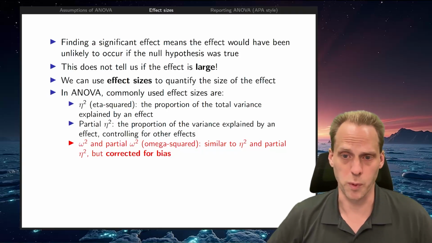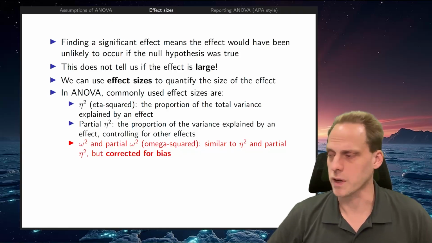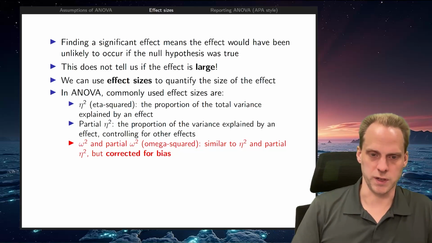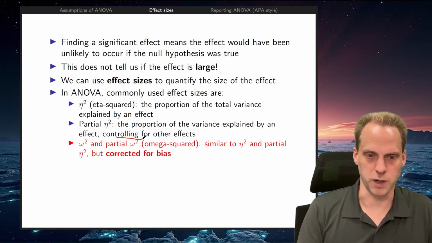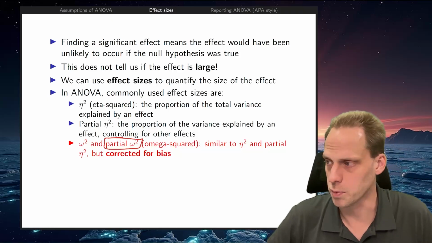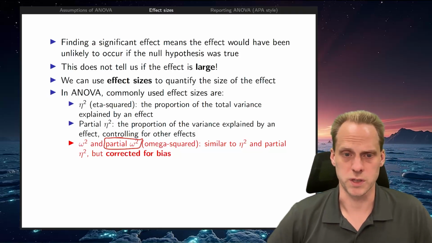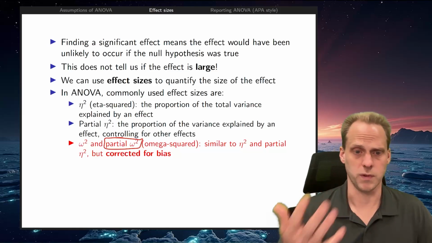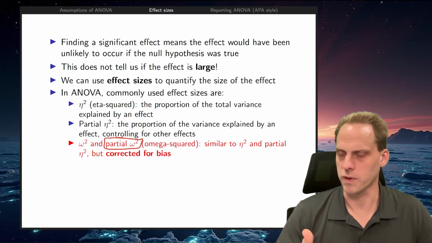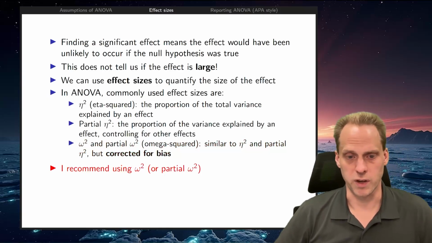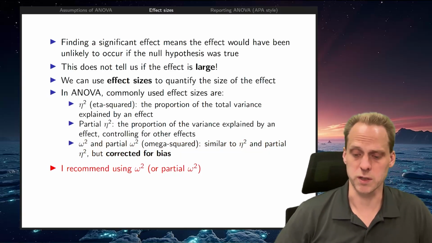They are basically the proportion of total variance explained by an effect and control for other effects, but they're corrected for bias, so they're a bit better. Most people in ANOVA will report the partial omega squared because it's interpretable and also because it's independent of how many predictors you add. If you add a third or fourth or fifth variable or covariate, it shouldn't change. So I recommend using the omega squared or the partial omega squared.